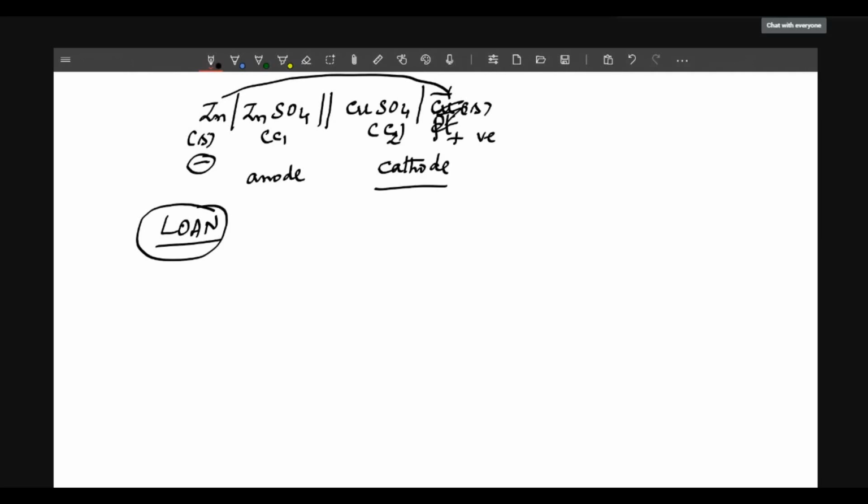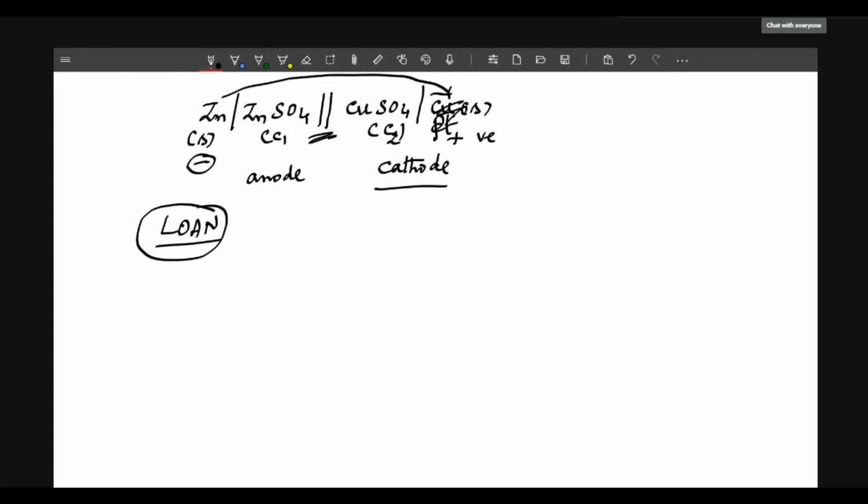And anions move from the cathode compartment to the anode compartment. Or keep it in mind like this: cations to the cathode, anions to the anode compartment. There will be this traveling through the salt bridge.